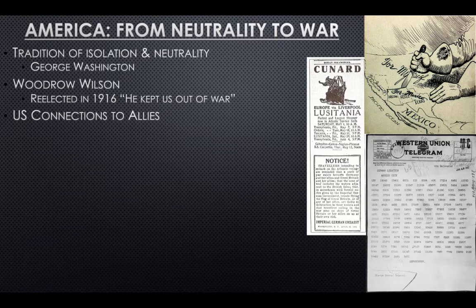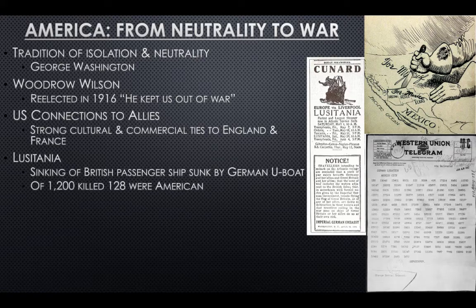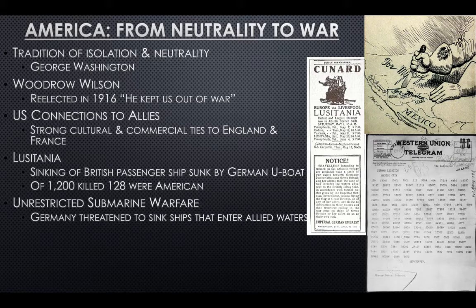And the U.S. had many connections to the Allies. There were strong cultural and commercial ties to England and France. And the Lusitania is an example of unrestricted submarine warfare in which the Germans engaged. This was a sinking of a British passenger ship by a German U-boat, and of the 1,200 people that were killed, 128 of them were Americans. So this German policy of unrestricted submarine warfare is what helped lead the U.S. to get involved in World War I. Germany would threaten to sink ships that entered Allied waters. Anybody that was not allied with Germany, they would sink their ships.